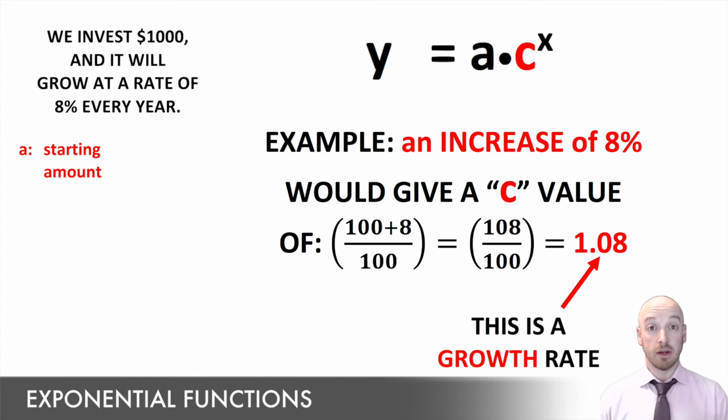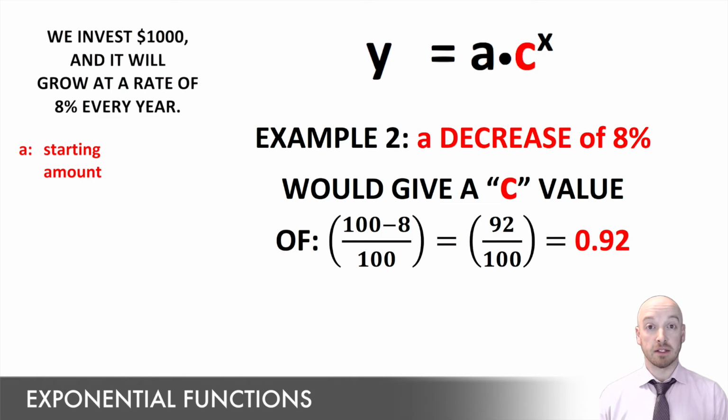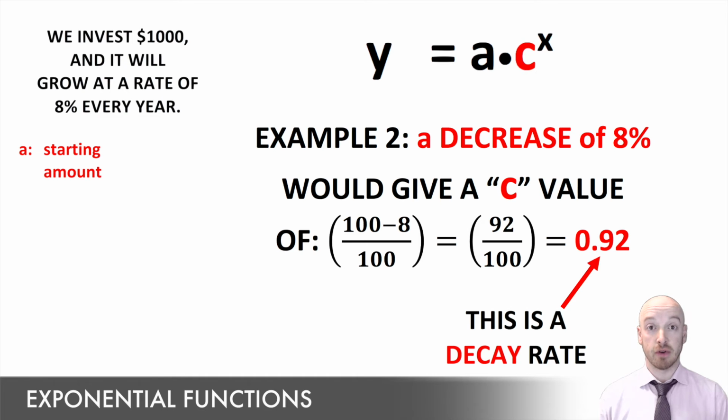However, and be careful here, if we were losing money, if this was a bad investment that was losing 8% per year, we'd still have that 100% sum to start out with, but we would have to subtract 8% from that. And this would represent a decay rate, or a rate of loss, of 92%. Remember, anything less than 100% is shrinking and not growing. So in this example of losing money, that c value would be 0.92, 92 divided by 100. And this makes sense also because multiplying by any number that's smaller than 1 is being reduced from its original size.